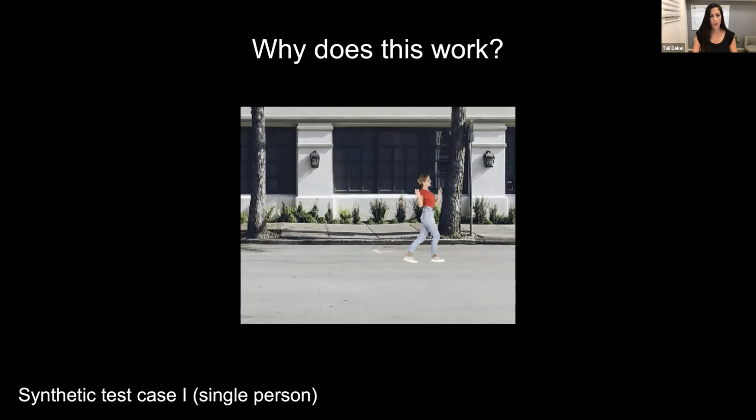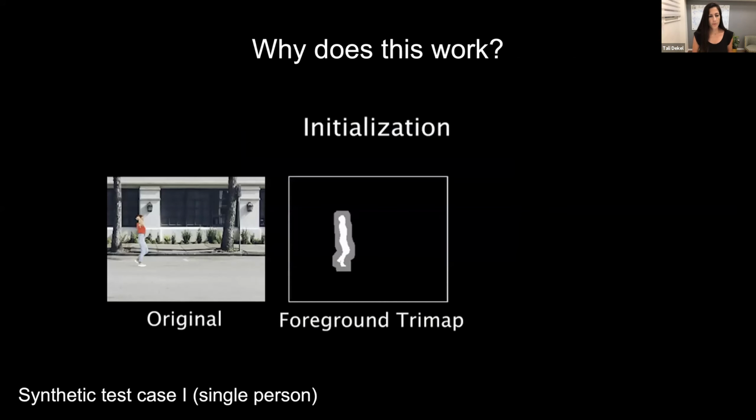We have a person walking over a background. Actually, we don't have any scene effects here. And I'll next show you the training progression. Okay, so what you can see here is the original video, and next to it you can see the rough segmentation mask that we use to initialize the network.